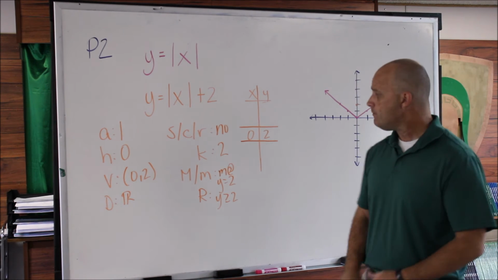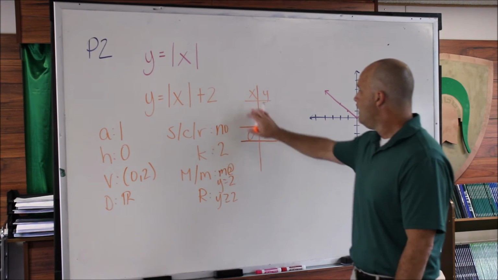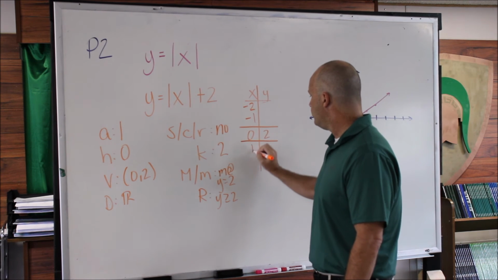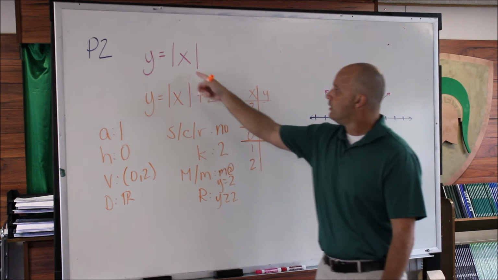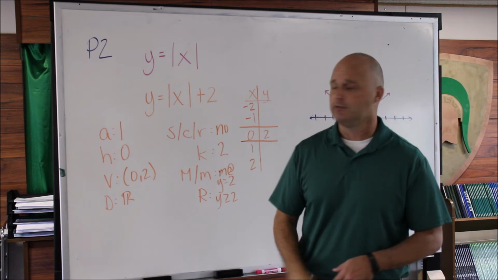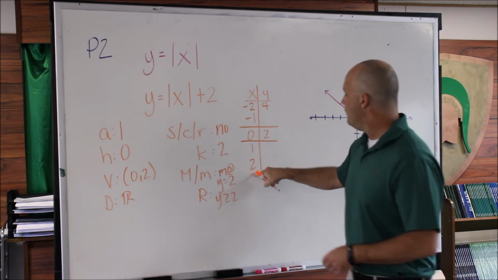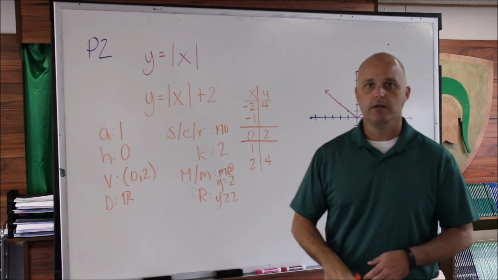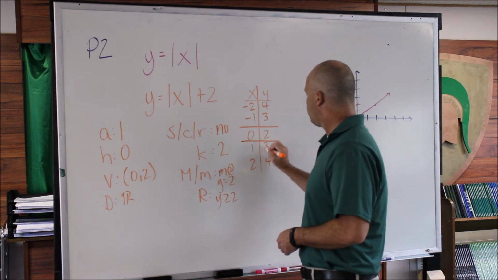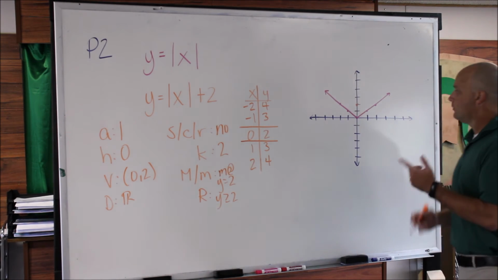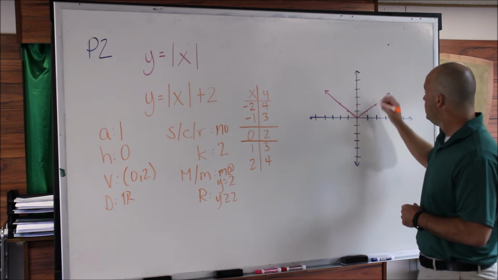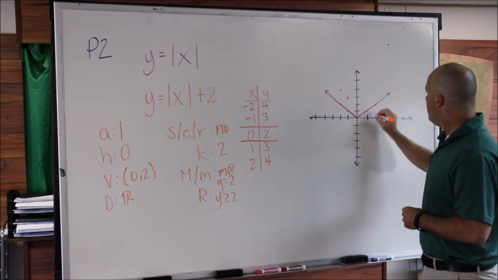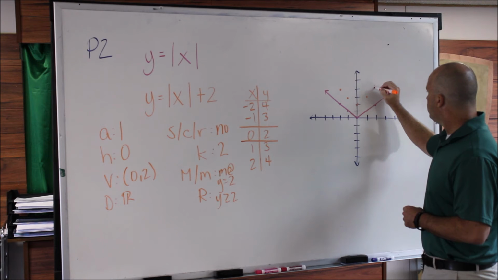Once you got all that filled in, now go into your XY chart and just pick some numbers. So again, -2, -1, 0, 1, and 2 are the best ones to use. Plug them in. So absolute value of -2 is 2, plus 2 is 4. We know that the same thing is going to happen down here, so we get 2 and 4. Absolute value of -1 is 1, plus 2 is 3, and we know that we're going to get 3 there as well. So now we can just go over to our graph, start filling these in, and we've got -1 and 3, -2 and 4, 1 and 3, and 2 and 4.